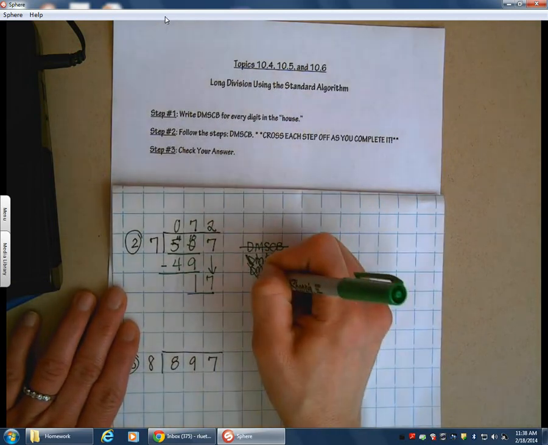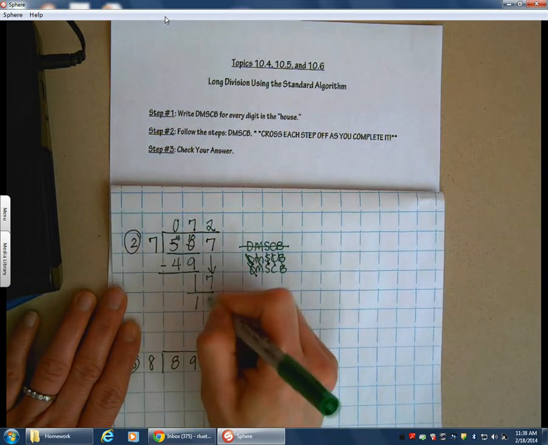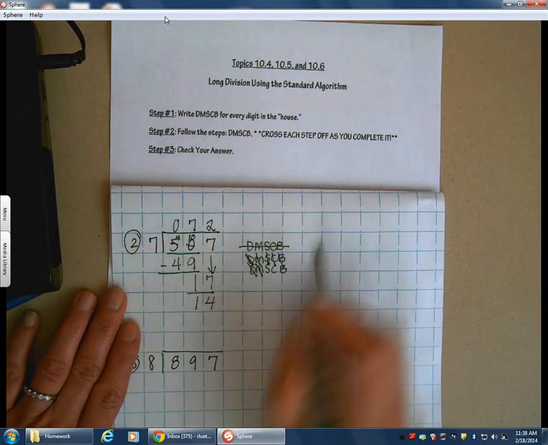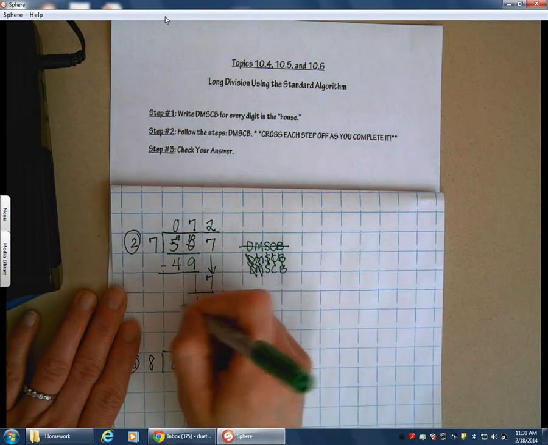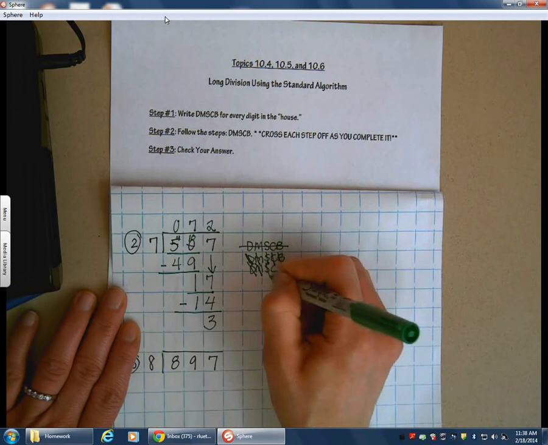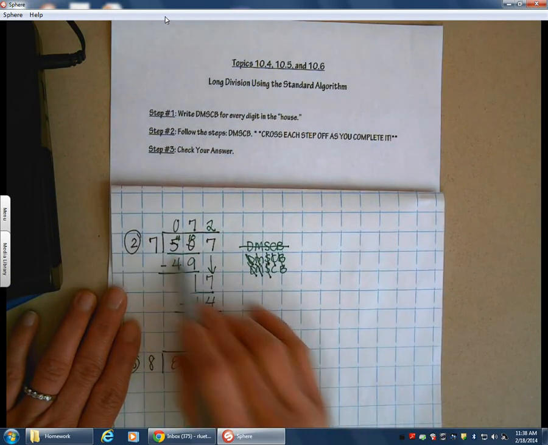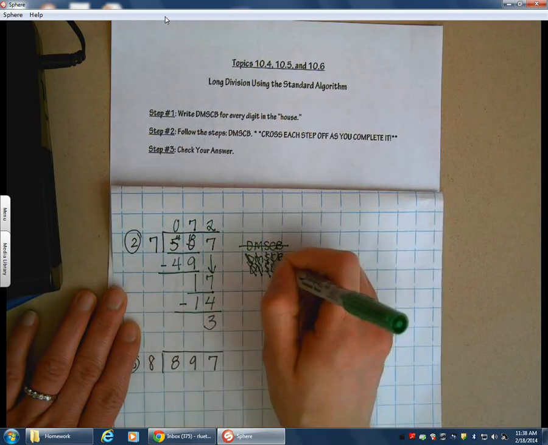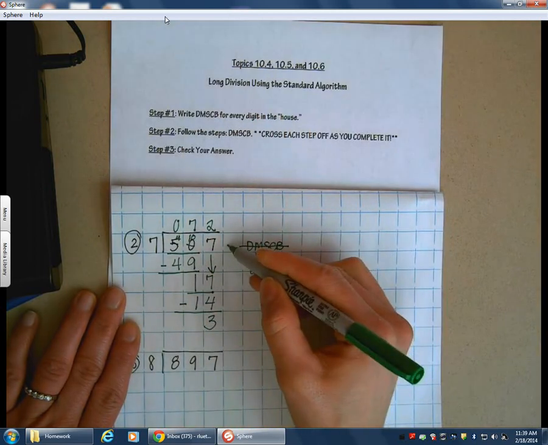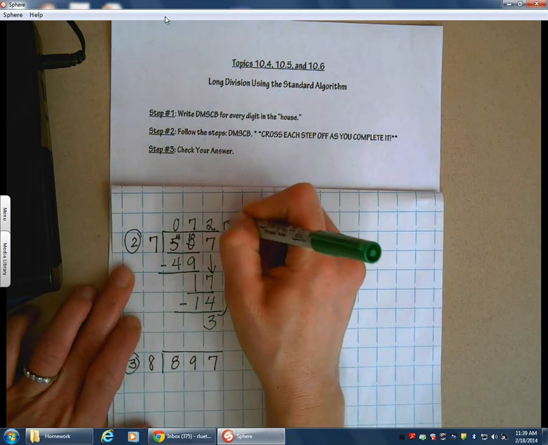Cross it off. Multiply. 2 times 7 equals 14. Cross it off. Subtract. 17 minus 14 is 3. Cross it off. Compare. 3 is less than 7, so I'm good to go to the next step. Cross it off. There aren't any more digits left in the house to bring down, so I now need to bring this up. This is my remainder.